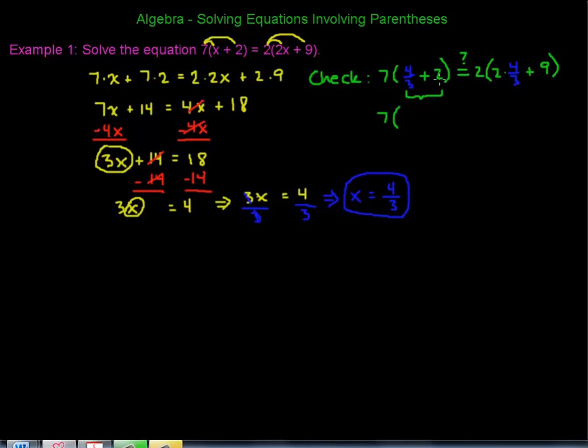And to do that, one way would be to rewrite 2 in terms of the denominator for 3, which would be 6/3. 2 is equal to 6/3. And you can convince yourself of that if you like. You can pause the video and try that. Convince yourself. So we have 4/3 plus 6/3.